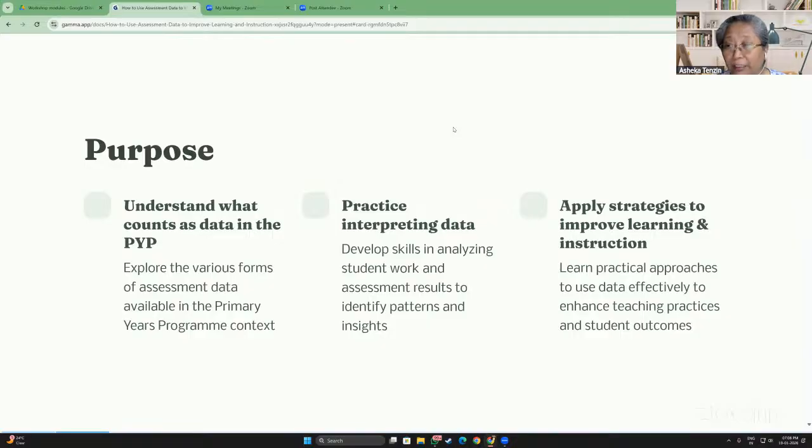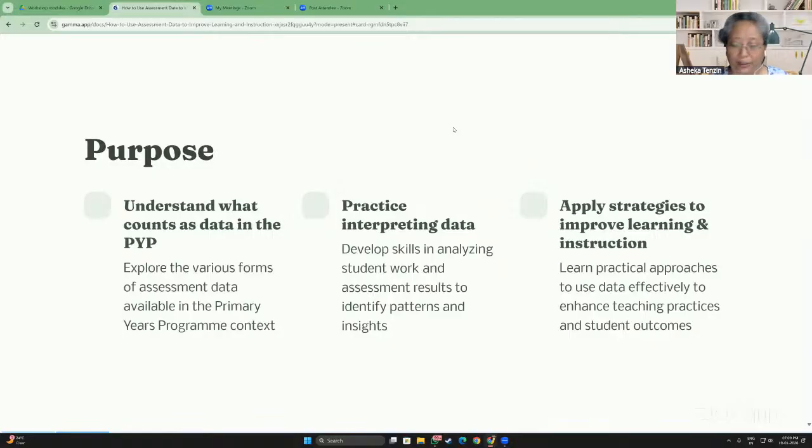So you will develop skills in analyzing student work and assessment results to identify patterns and insights. You will derive insights from the data that I give you, looking at what kind of patterns you are observing, and looking at those patterns, what strategies you should use in your class in order to improve instruction. And then the last part of this session would be to apply strategies to improve learning and instruction. We will discuss different practical approaches which will help you to use the different data that you have got so that you can enhance your teaching practices and your student outcomes will become better.